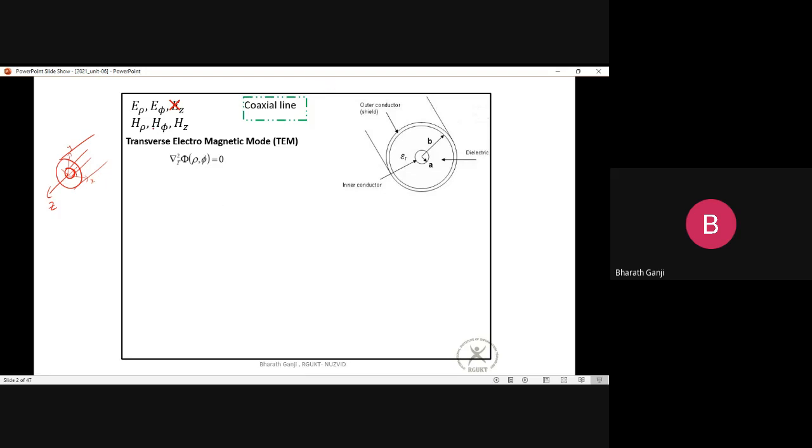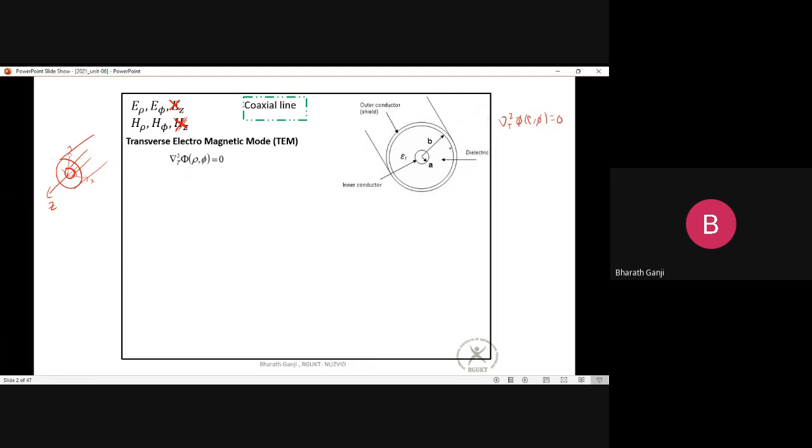So here, there is also no Hz component, because it's a transverse electromagnetic wave. We don't want any Ez as well as Hz components. If there are no Ez and Hz components, how do you calculate the transverse components? We need to solve this potential function in the transverse plane. If you remember, I have written the transverse equation like this, phi of x comma y equal to 0 in Cartesian coordinate system. But here we are dealing with this same equation in cylindrical coordinate system, so you need to write it as rho comma phi.